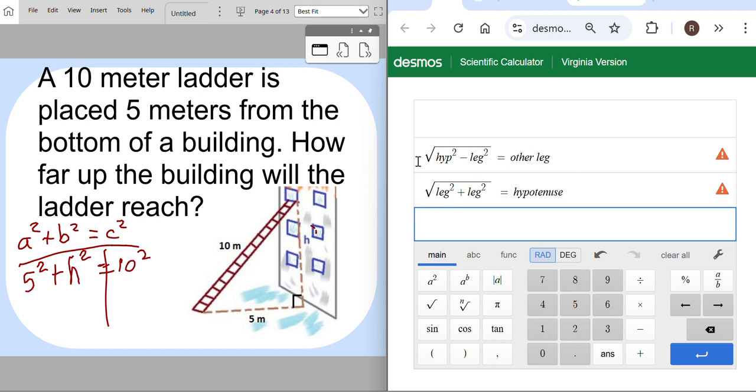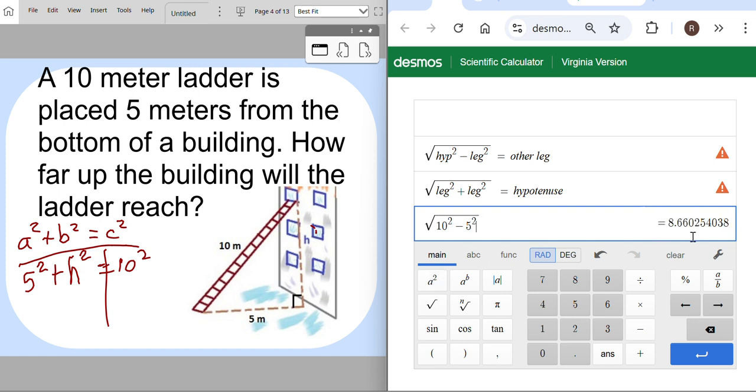Now, this is the one we're going to be using. But if you had two legs and were looking for the hypotenuse, you would have used this one. So let's go ahead and make sure we're using the right one. We're going to use that top one. We know our hypotenuse is 10, and we're going to square it. And we're going to subtract the leg, which is 5, and we're going to square it.